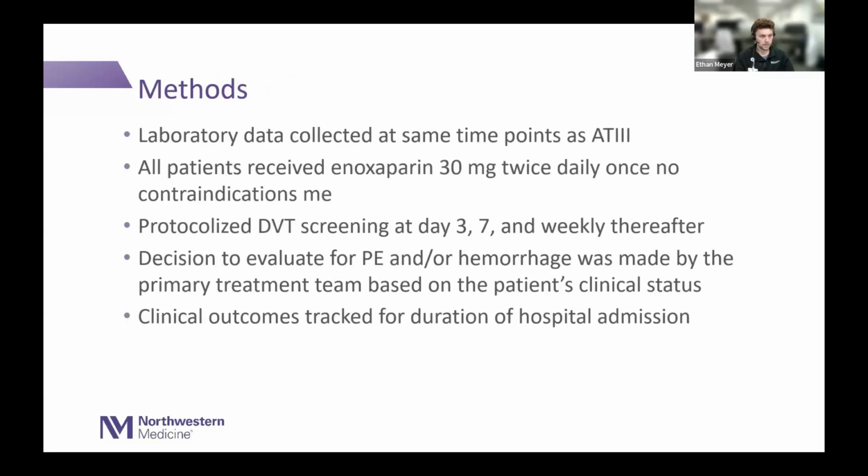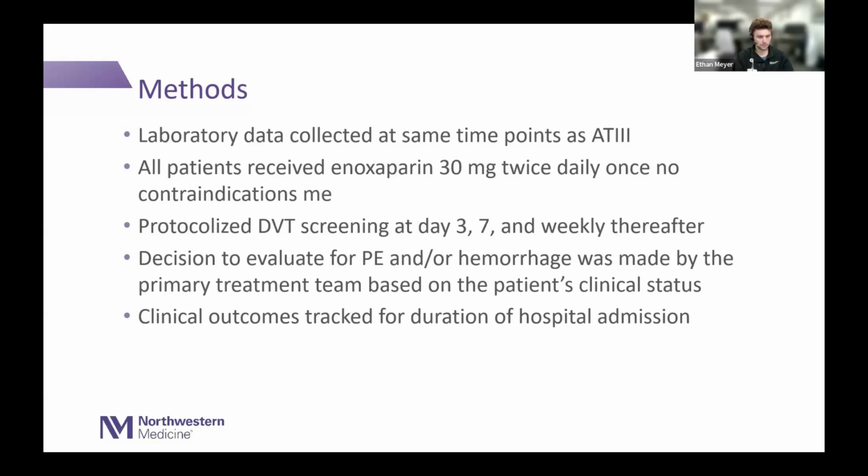For their methods, they collected laboratory data, which was collected at the same time points as antithrombin 3. This included your CBC, your APTT, anti-10A, PT, and INR. And all patients received enoxaparin 30 milligrams twice daily per their institutional protocol once no contraindications were met. They also performed protocolized DVT screening at day 3, day 7, and then weekly thereafter. And that was with Doppler surveillance.